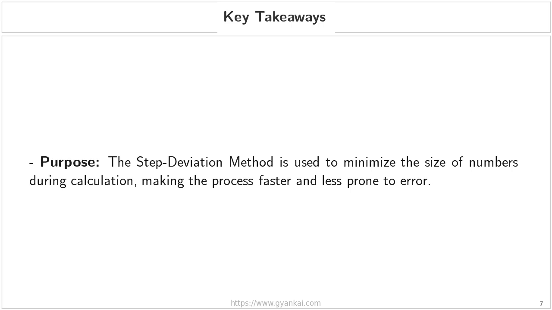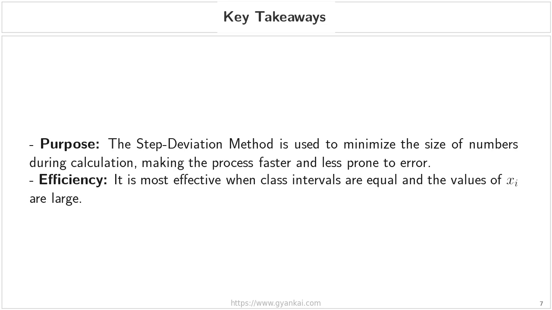Key takeaways. Now that we have worked through our practical example and seen how the numbers become much more manageable, let's wrap up with some key takeaways to solidify your understanding. First, let's look at the purpose of this method. As you saw in our calculation with the package weights, the primary goal of the step deviation method is to minimize the size of the numbers we handle. By dividing our deviations by the class size, we transform large, cumbersome values into small, simple integers. This makes the entire calculation process much faster and, more importantly, significantly less prone to arithmetic errors.